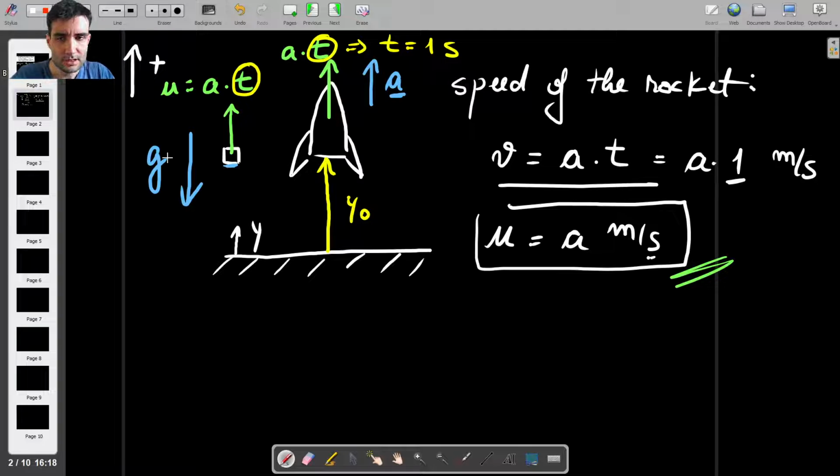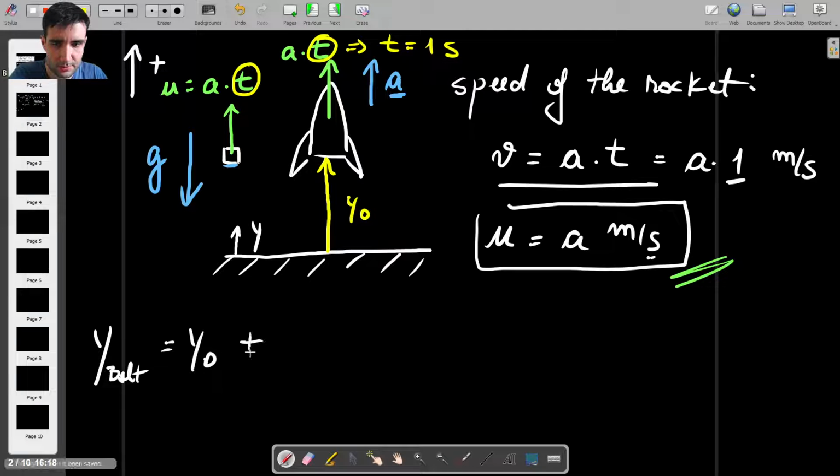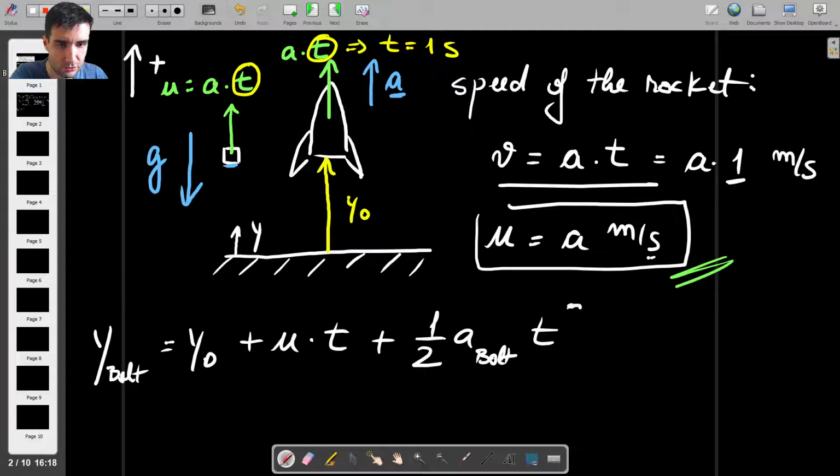So let's try to describe the trajectory of the bolt. So the bolt has an initial speed that's going up. So we can say that y of the bolt is equal to the initial height, which is y0, and then I'll just write the general SUVAT equation, plus the initial speed of the bolt times t, plus 1/2 the acceleration of the bolt times t squared. So let's try to put some specific values in here. Let's try to use everything that we know so far.